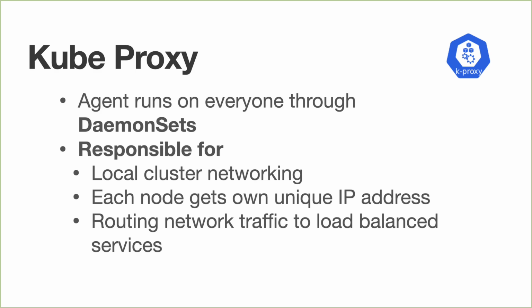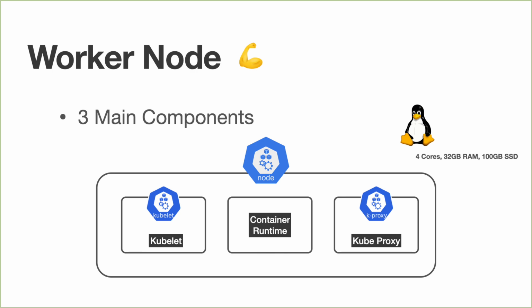Now you know about the three main components within the worker node. Also you've learned about the control plane, which gives you the complete picture of the entire Kubernetes architecture. Knowing all of these components and how they work together will make you understand everything once we start using Kubernetes.